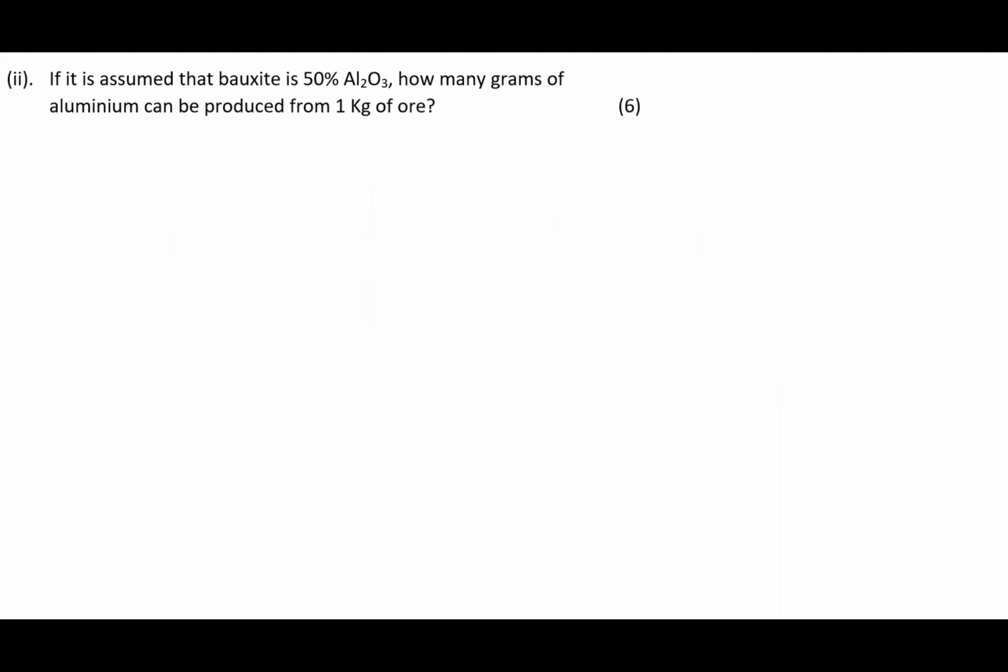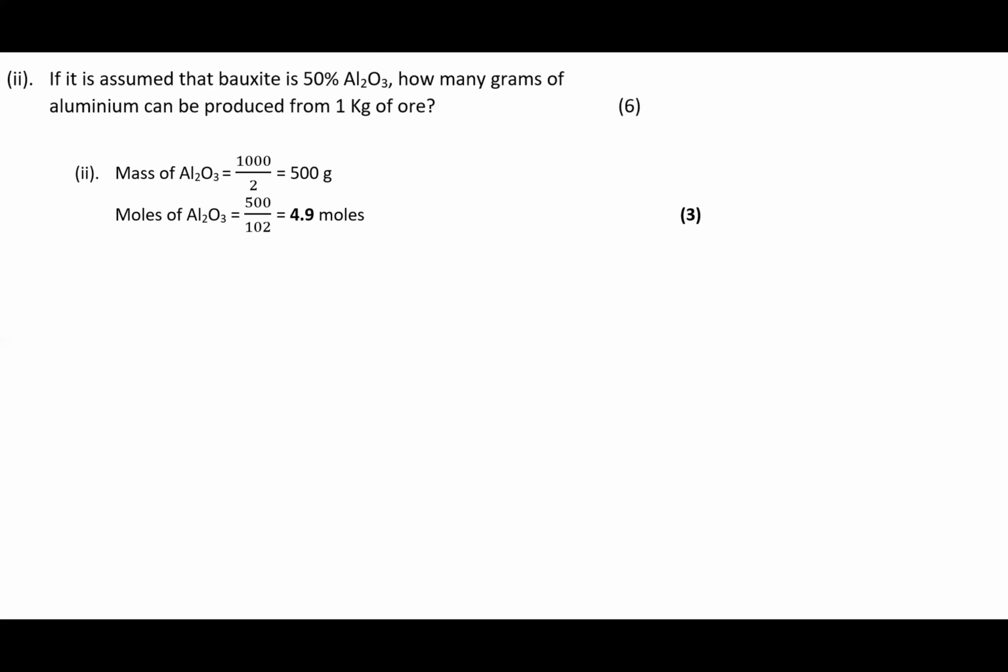On to part 2, it is assumed that bauxite is 50% aluminium oxide. How many grams of aluminium can be produced from 1 kilogram of ore? So we have 1 kilogram, which is 1,000 grams of ore. We divide that by 2 to get our mass of aluminium oxide, which is 500 grams. So then you get the moles of aluminium oxide, 500 divided by 102, which gives us 4.9 moles.